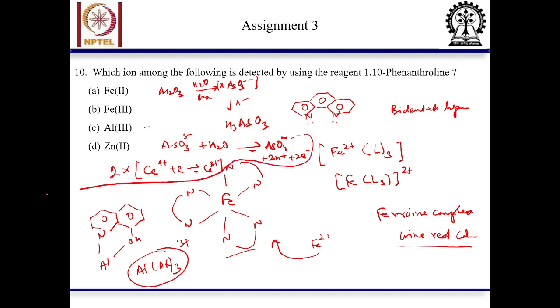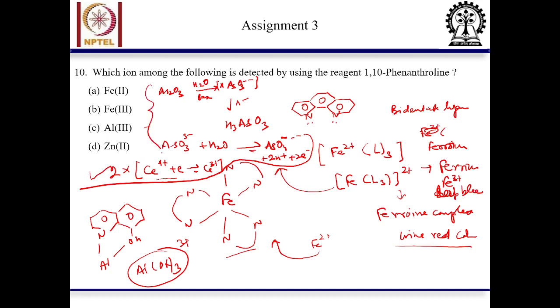Now suppose I want to know whether this redox reaction is complete or not. We just put one drop of ferroin in the solution. Once that reaction is consumed, the cerium will next oxidize the ferroin complex. So ferroin, which is Fe2 plus L3, will go to ferriin, which is the Fe3 plus complex. It is a deep blue color.